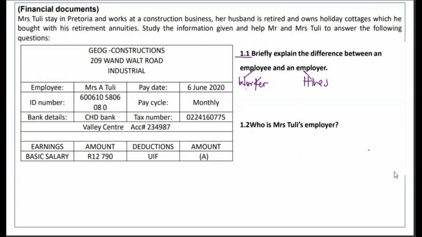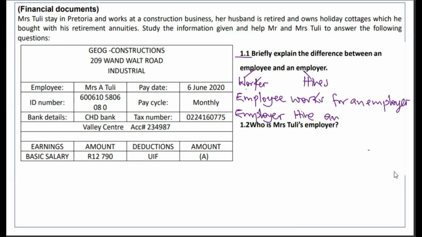So someone would have said an employee works for an employer, and an employer hires an employee. So one is below the other. An employee is the person who looks for a job and he gets the job. Who gives the job is an employer.